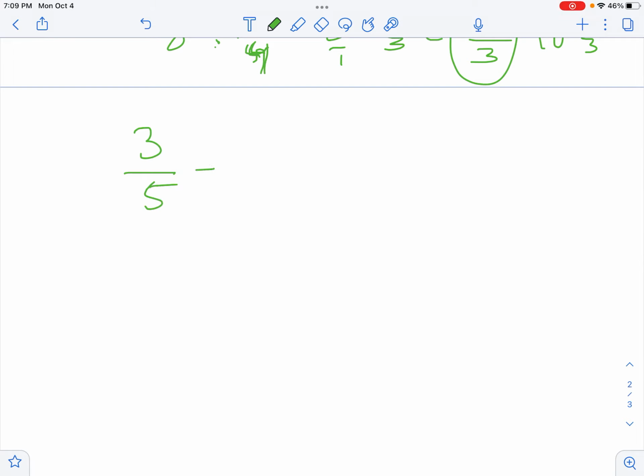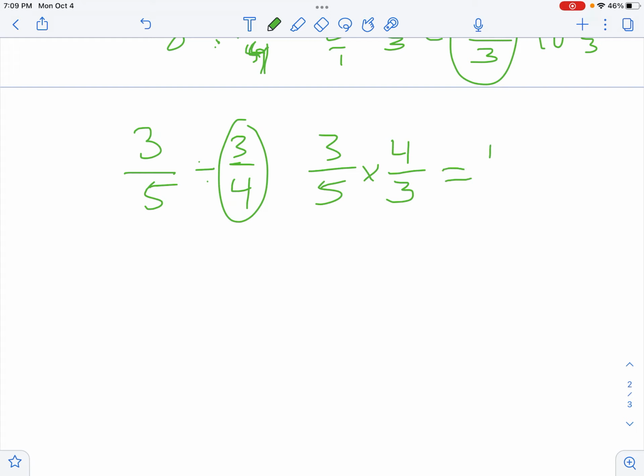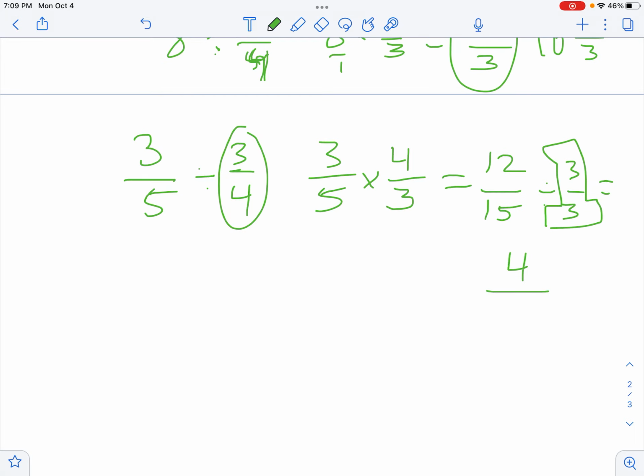So if we have something like 3/5 divided by 3/4, how many 3/4 are going to go into 3/5? We're going to take the 3/5, and this is going to become 3/5 times 4 over 3. And now we can just multiply. 3 times 4 is 12, 5 times 3 is 15, and of course we have to reduce, divide by 3 over 3, form of 1, and we get 4 over 5. So 3/5 divided by 3/4 is 4/5. So that is the answer to that problem.